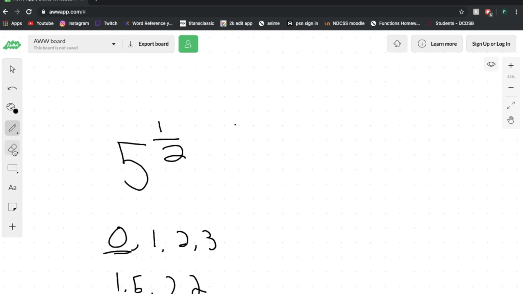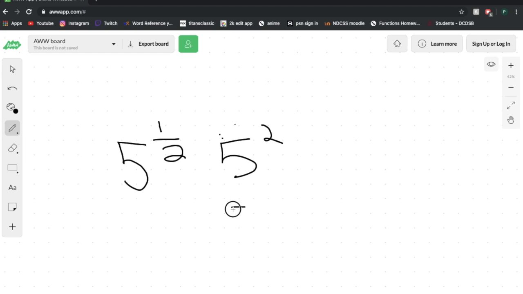So when it comes to rational numbers, or numbers that are not whole, how are you going to do this exponent? Because normally if this was 5 to the power of 2, you just do 5 times 5. But you can't do 5 times a half. That's not possible. But with this new exponent law, it is.